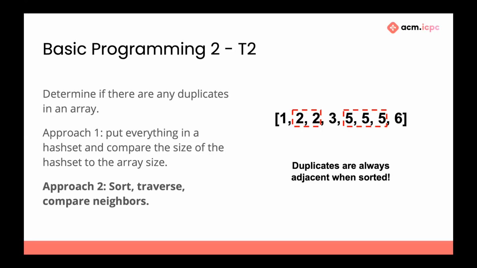So what is approach 1? Well, approach 1 uses something known as a hash set. We don't expect you to know this, but if you do, you can use that and get a really efficient solution. But we're going to focus on approach 2, which is sorting the array and then traversing to compare neighbors.